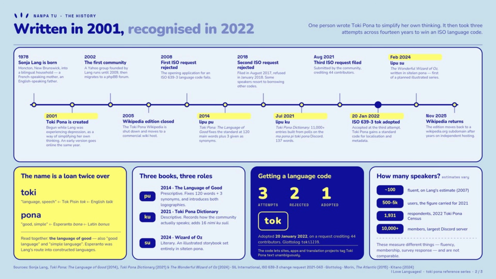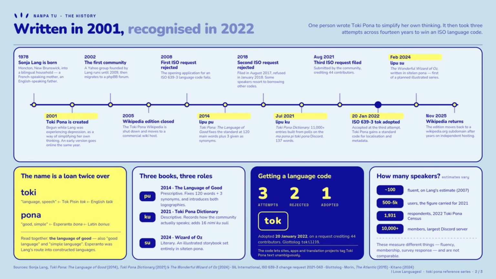It adds 16 nimi ku suli attested by at least 40% of respondents, plus 45 nimi ku lili falling below that threshold. Several words removed at the pu stage, leko, monsuta, kipisi among them, had retained enough community currency to be readmitted as nimi ku suli, while majuna and pata did not.